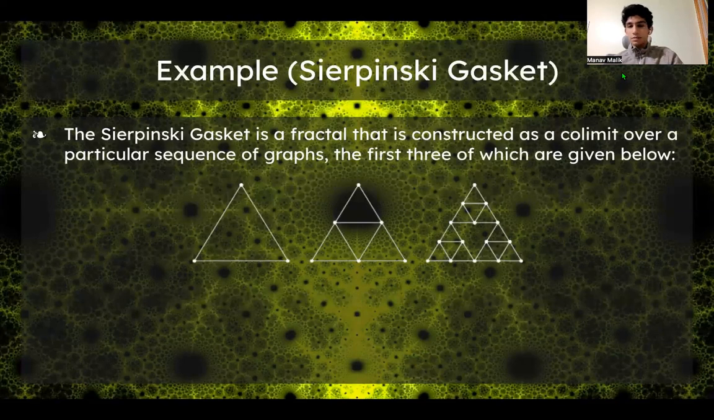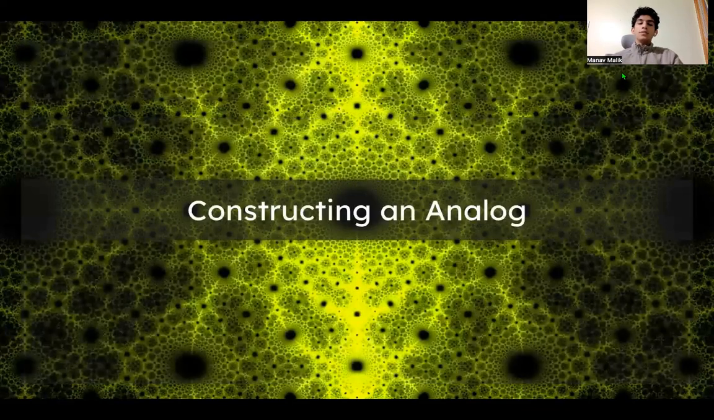An example of a fractal, probably the most famous example out there, is the Sierpinski gasket, and it's a fractal that we construct as a colimit over a particular sequence of graphs. You can see the first three graphs are shown here. All right, so let's get into constructing an analog for the Laplacian that we can use on fractals.